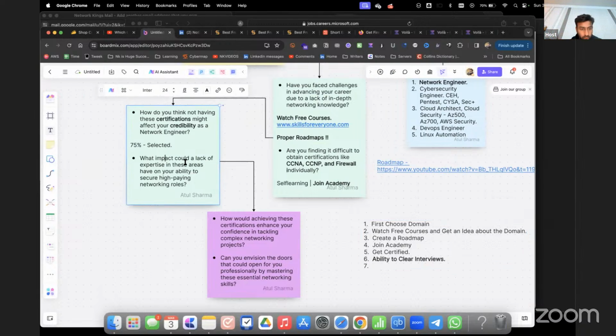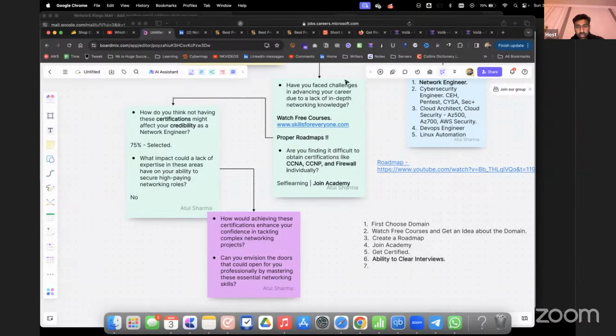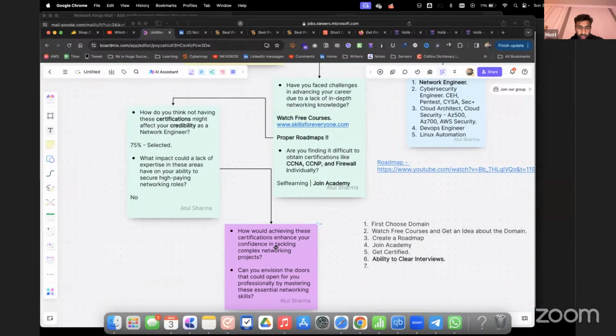So now what impact could a lack of expertise in these areas have on your ability to secure jobs? Obviously it's almost 75 or 100 percent. Because if you do not have the expertise, there is a chance you will not secure high paying jobs. Yes or no? You all agree? If you do not have the expertise, do you think you will secure high paying jobs? No, right? So now let's jump on to the last two questions.